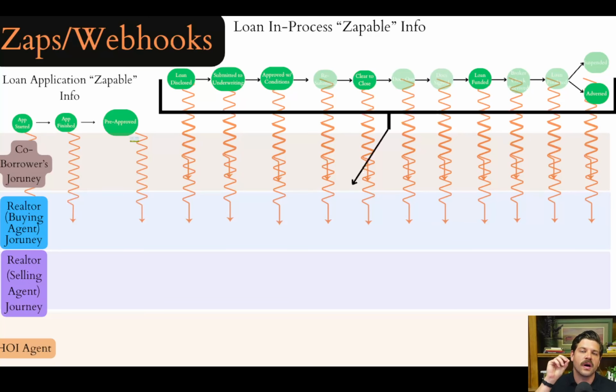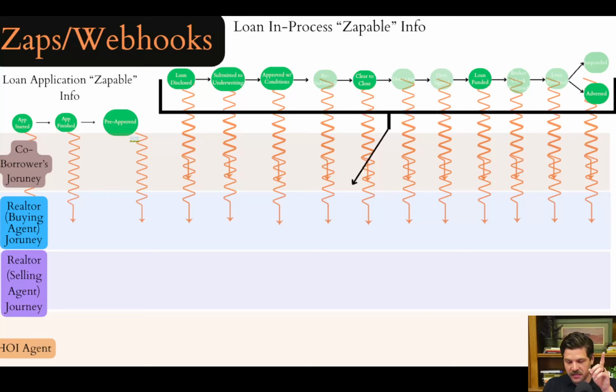But what if you wanted to communicate something different during the same status? You can do that if you are a pro user and you have Zaps or webhooks set up through your CRM. Previously you couldn't send a different email in Arive during the same status, but by putting together Zaps and webhooks through your CRM, you can. So not only are you controlling the borrower's journey, you can control the co-borrower's journey, the realtor, the buying agent's journey, the listing agent's journey, the homeowner's insurance agent, the title agent, anyone's journey, through Zapier and your CRM.